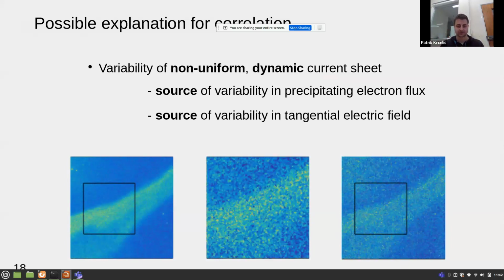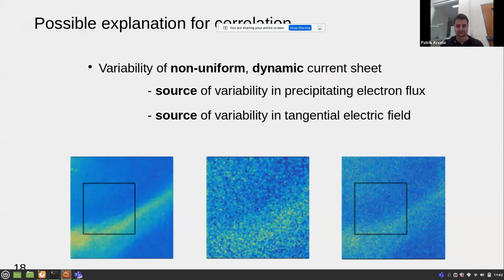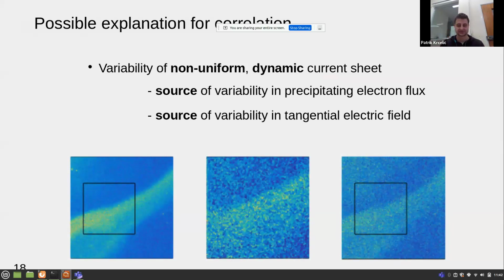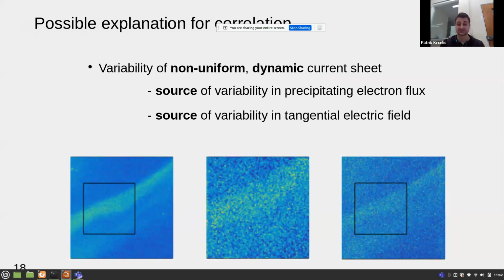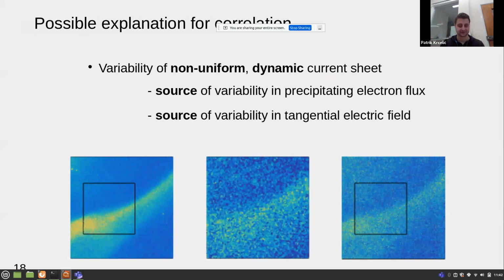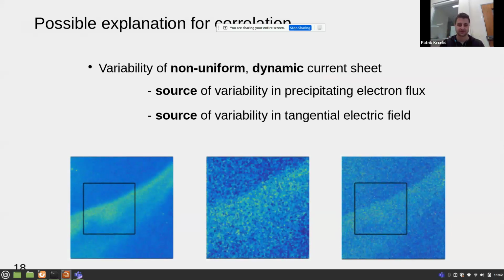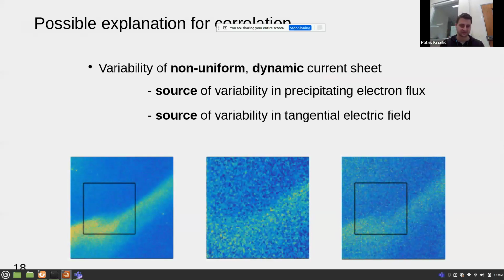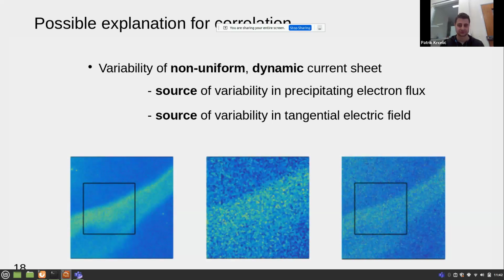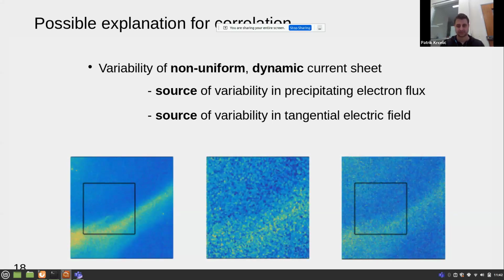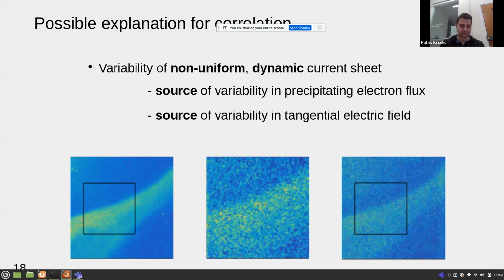And here I have included an event from earlier, just to show you that this is real time. This is a 4-second event, and you can see that the current sheet associated with this event is probably neither uniform nor static. But you may ask yourself, why do we care about this?